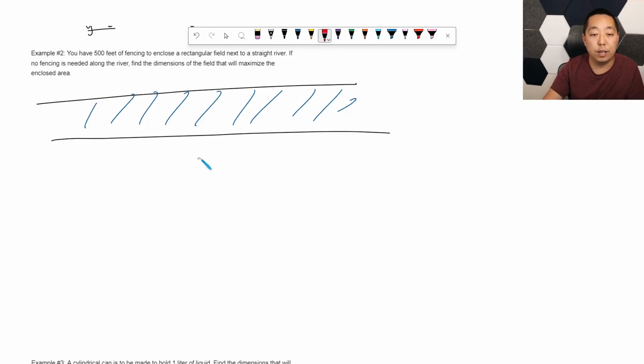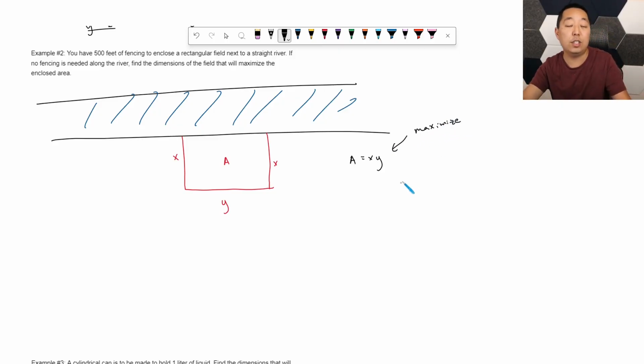So then I'm going to create fencing that looks kind of like this. And what I want to maximize is the area. Okay, so let's say that this side is x, this side is y, and this side is x. It's a rectangular field, and I don't need fencing over here. So the area is going to be x times y. This is what I want to maximize.